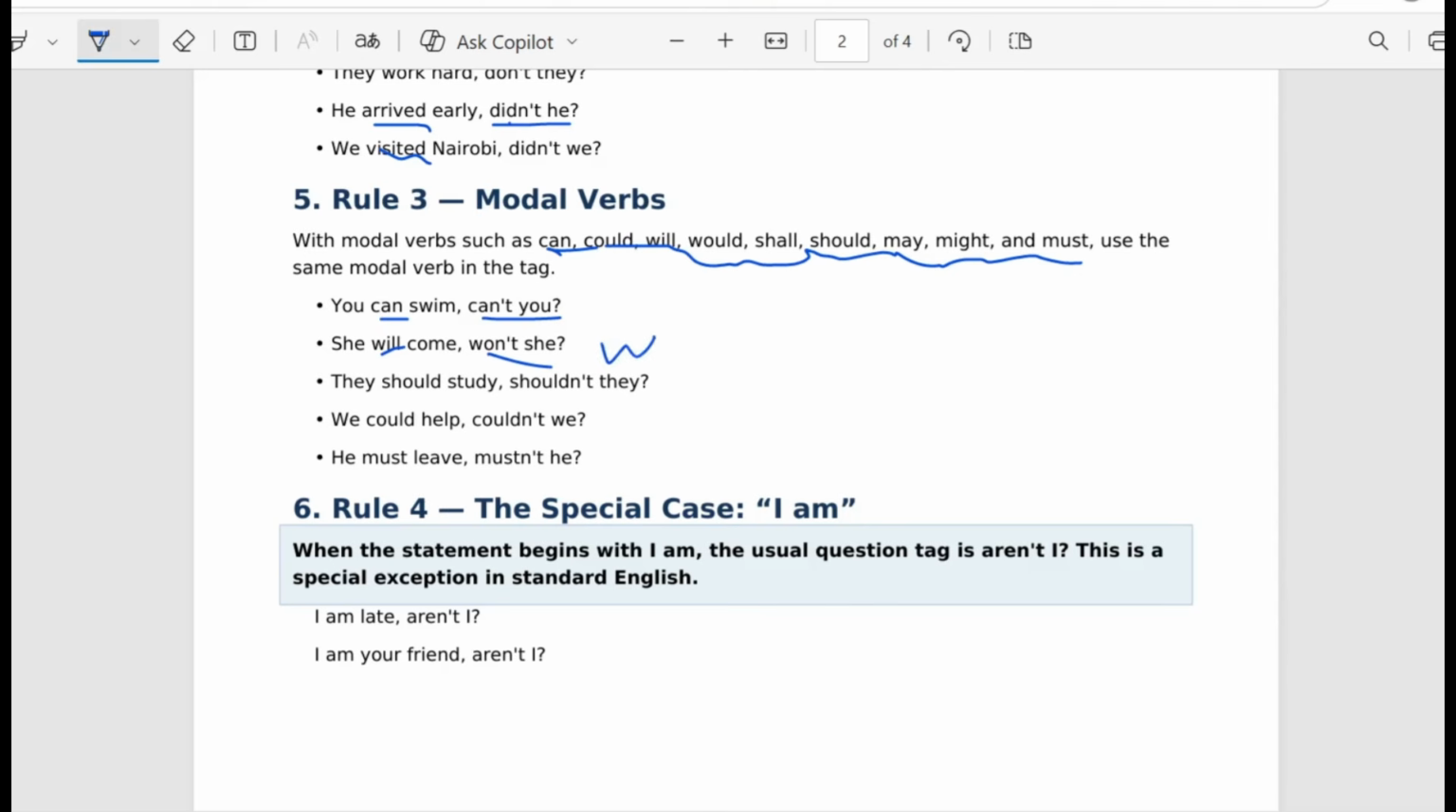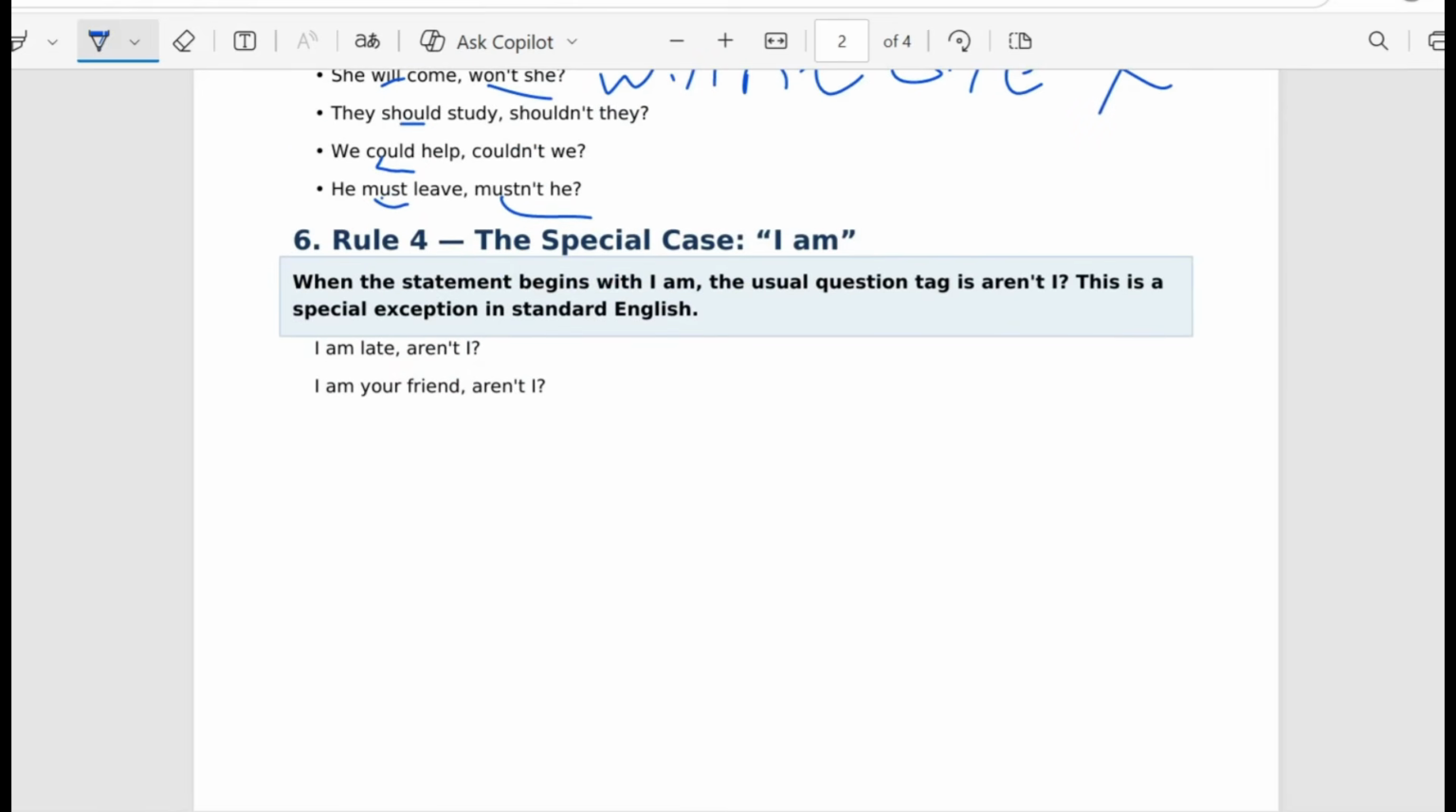Willing she, that is very wrong. Then another one, they should study. So should is the modal verb. They should study. Shouldn't they? We could help. Couldn't we? He must leave. Mustn't he? So that rule number 3 says that use the modal verbs. The modal verbs remain the same. You can use them to make a question tag.